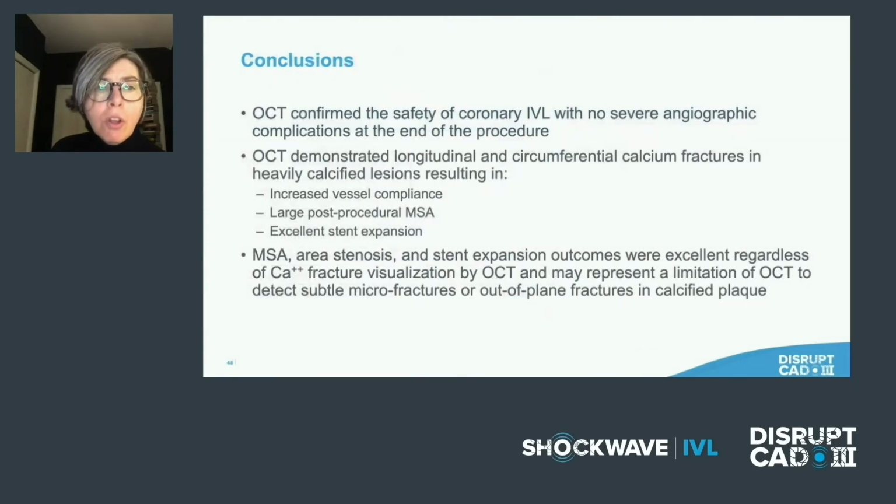So in conclusion, OCT confirmed the safety of coronary IVL with no severe angiographic complications at the end of the procedure. It demonstrated both longitudinal and circumferential calcium fractures in these heavily calcified lesions, resulting in increased vessel compliance, large post-procedural MSA, and excellent stent expansion. The MSA, area stenosis, and stent expansion outcomes were excellent regardless of whether a calcium fracture was visible in the OCT, with the current assumption that this is due to subtle microfractures or fractures out of plane that are non-visible on the OCT.